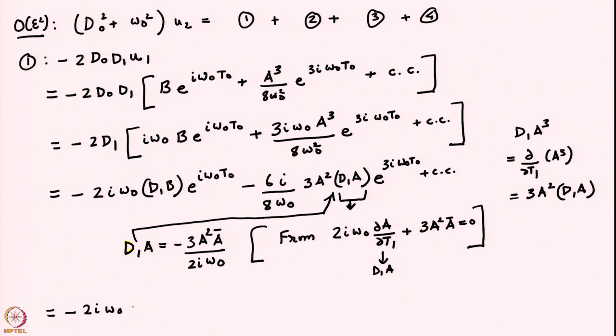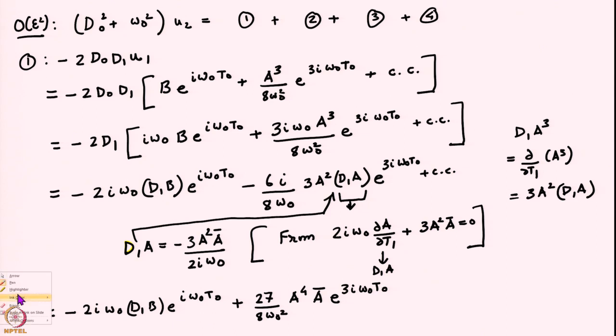twice I omega 0 d1 of b e to the power I omega 0 t 0. That term remains untouched, and then if you replace d1 of a with that term, you get 27 by 8 omega 0 square, we get a 4 and then we get a bar e to the power 3 I omega 0 t 0. So this is my expression for term 1. So I will put term 1 here and put a bracket around it.